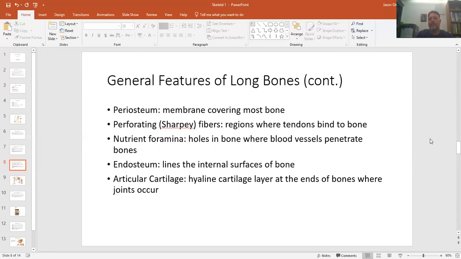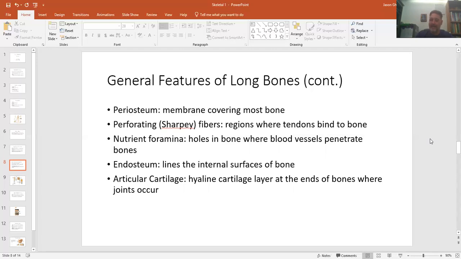You have foramina. Foramina means holes. Foramen is singular. Foramina is plural. And these are holes so that blood vessels and nerves can get into a bone. Otherwise, they can't get into the bone. You can't give nutrients and remove waste from things. So there are holes periodically in the bone for blood vessels and nerves.